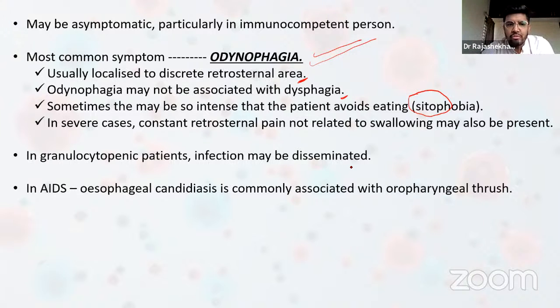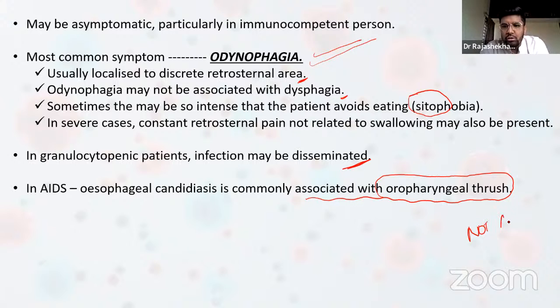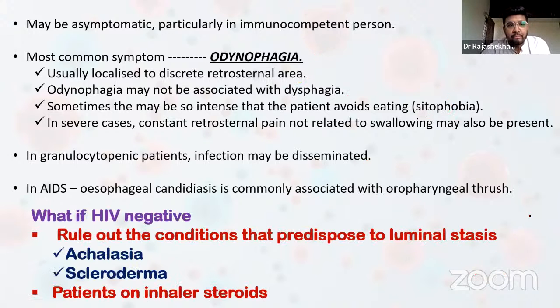In a patient with granulocytopenia, that means agranulocytosis, the infection may be disseminated, causing candidal septicemia. And in AIDS, esophageal candidiasis is usually associated with oropharyngeal thrush. That means oral cavity and pharyngeal candidiasis may also be seen, but this is not a rule. This is a very, very important thing. Esophageal candidiasis in a patient with HIV or AIDS can occur without oropharyngeal candidiasis. This we should know in practice.